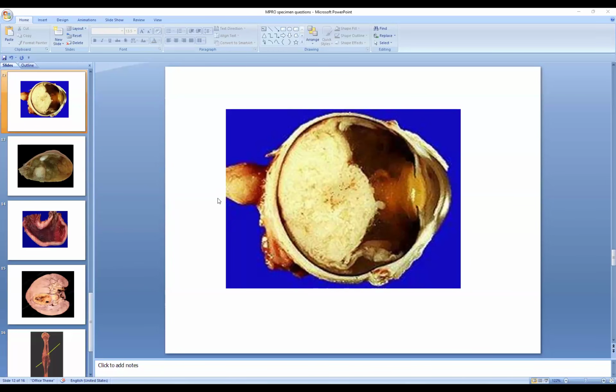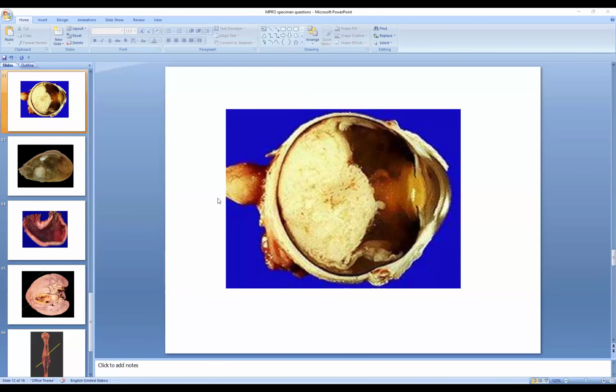So we are talking about retinoblastoma. Please come to the question. Yes, sir. So, which genetic mutation is associated with this type of pathology? Sir, usually RB1 mutation is associated, sir.